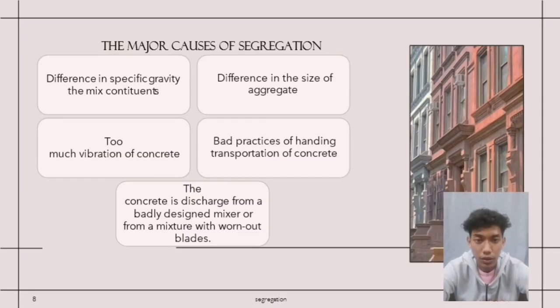The major causes of segregation in concrete are the difference in specific gravity of the mixed constituents, differences in the size of aggregate, too much vibration of concrete, bad practice in handling and transportation of concrete, and the concrete being discharged from a badly designed mixer or from a mixer with worn-out blades.